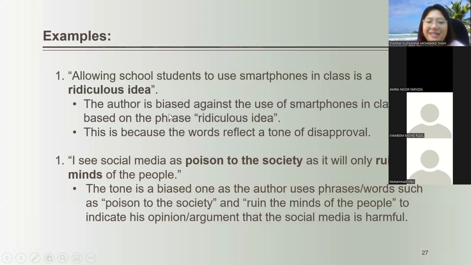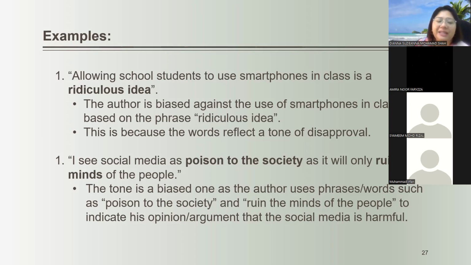Okay, all right, look at the example. "Allowing school students to use smartphones in class is a ridiculous idea." Okay, so this is bias. This is bias because you are telling people that allowing school students to use smartphones in class is a ridiculous idea, where people nowadays use handphones every day, even to attend a virtual class, right? They're not using their laptop, they are using their phone to come into virtual classes, for example. Okay, so the author is biased against the use of smartphones in class based on the phrase "ridiculous".